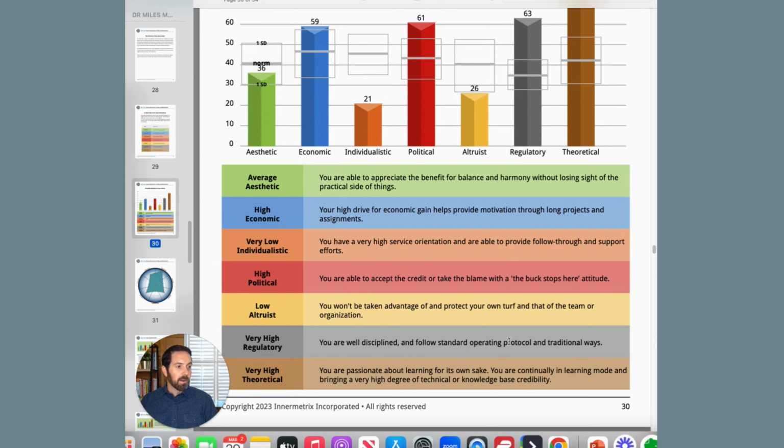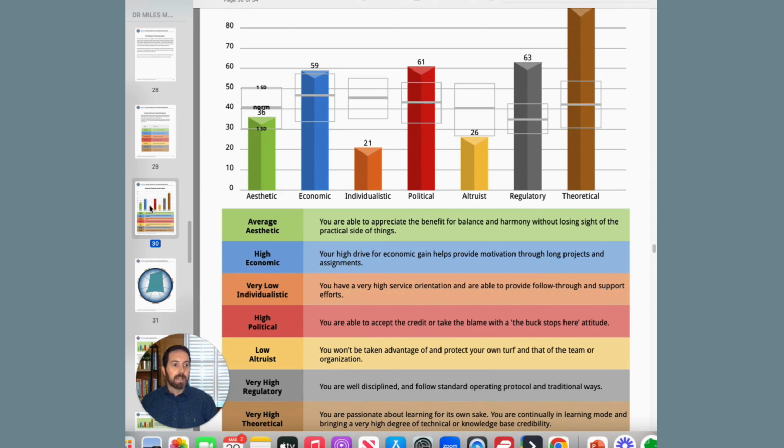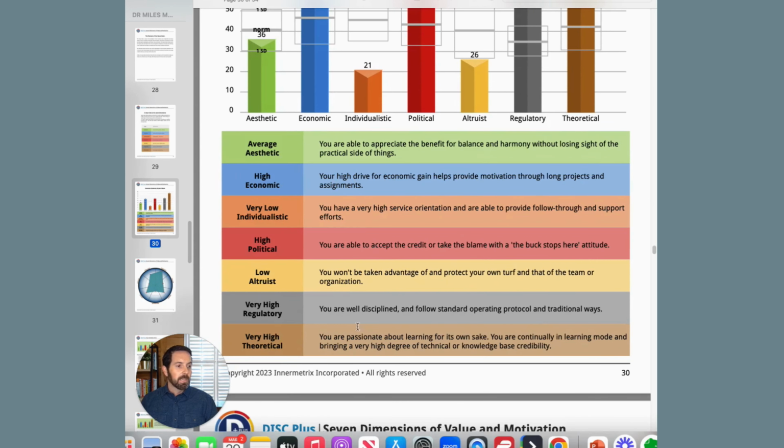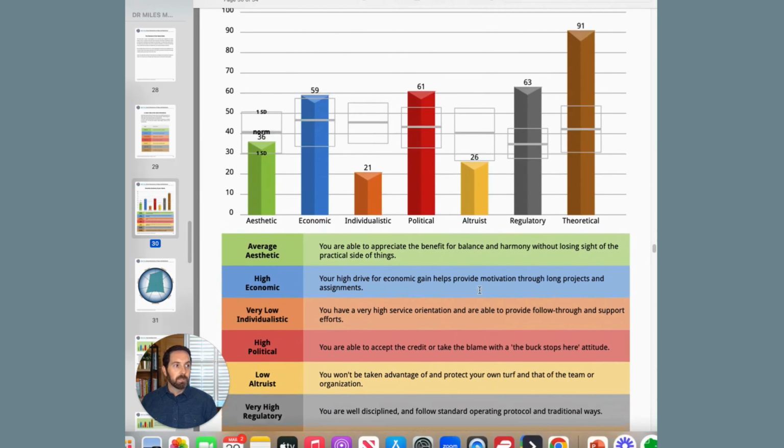They follow standard operating protocols, and very rarely do you see somebody that's a high I and a high regulatory, because those tend to conflict a little bit. High I's don't always pay attention to the details because, again, that's about the people, where regulatory is very much about the details. So this high regulatory definitely matched with this person's high C. And then very high theoretical, you're passionate about learning for learning's sake. So you're continually in learning mode, and you bring a very high degree of technical or knowledge-based credibility.